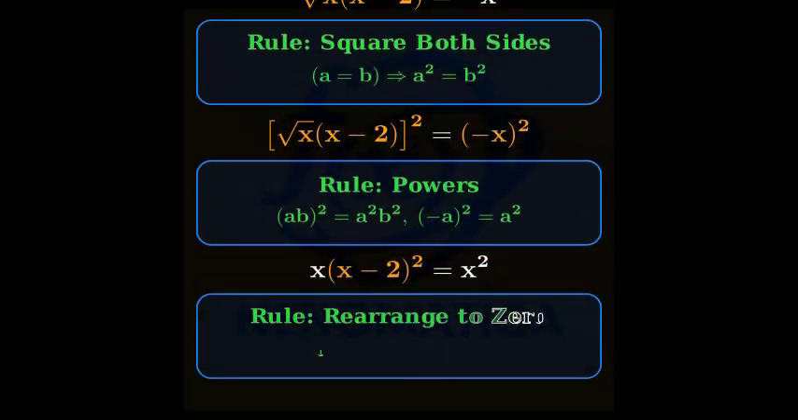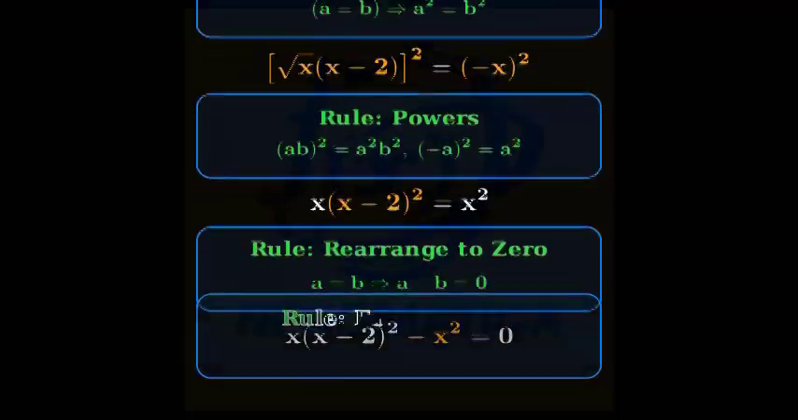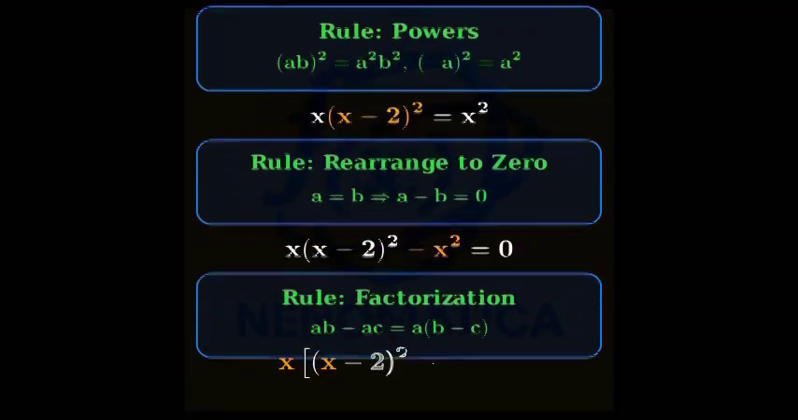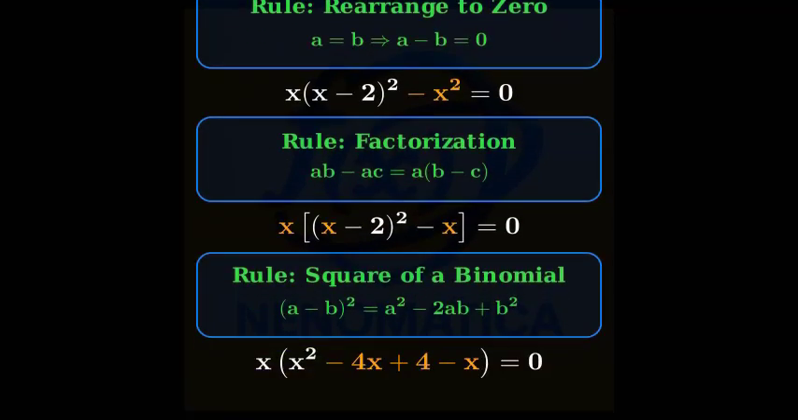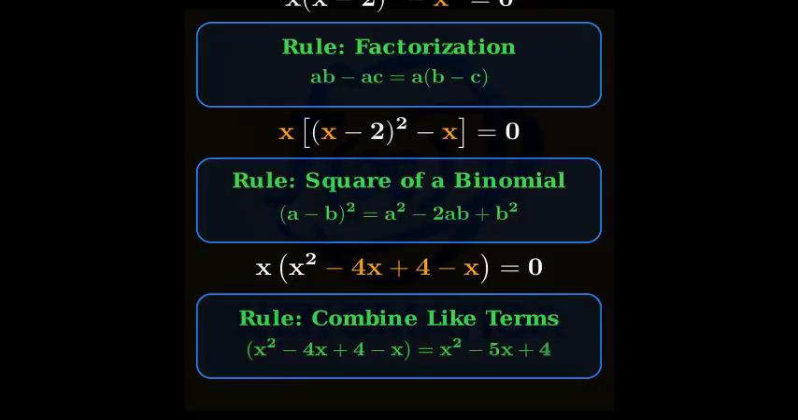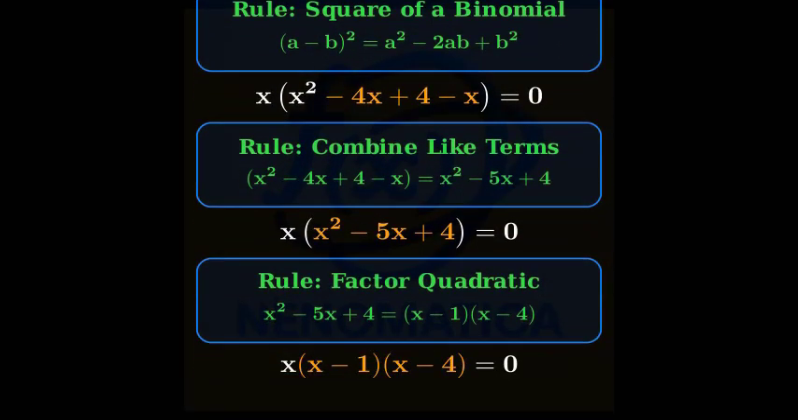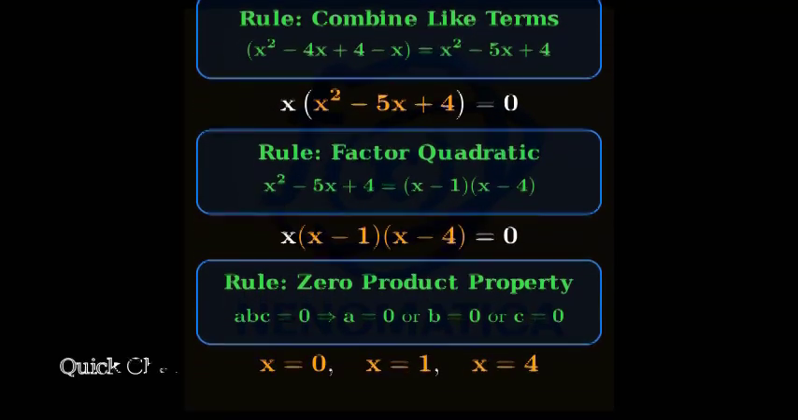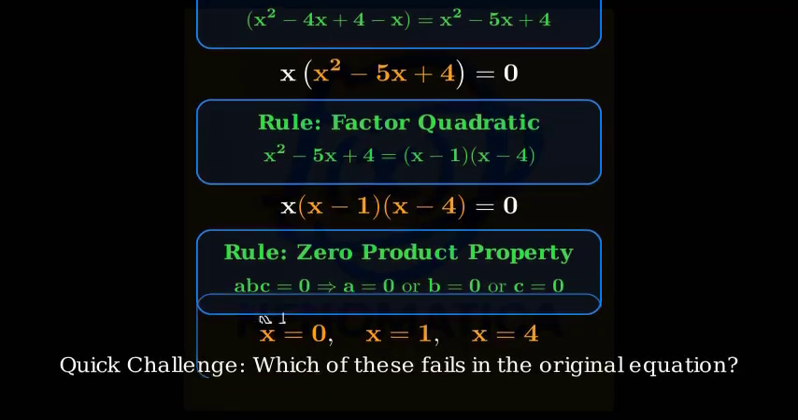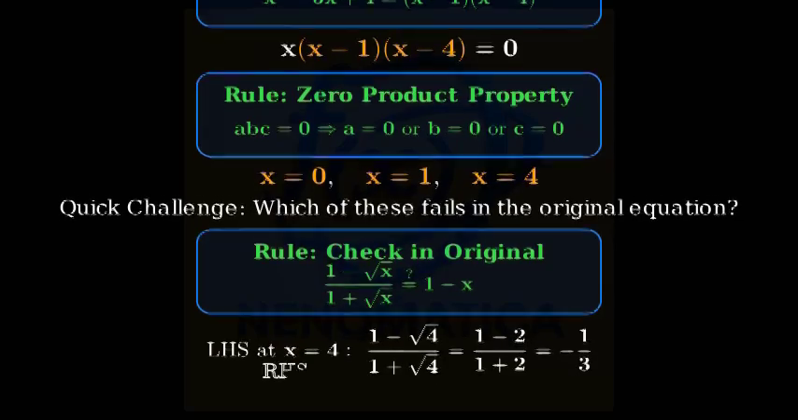Step 7. Move all terms to one side to set the equation to 0. Step 8. Factor out x. Step 9. Expand the square of a binomial and simplify inside the bracket. Step 10. Combine like terms. Step 11. Factor the quadratic inside the bracket. Step 12. Apply the zero product property to get the candidate solutions. Step 13. Check each candidate in the original equation to discard extraneous roots.